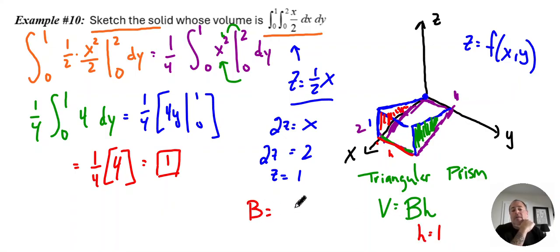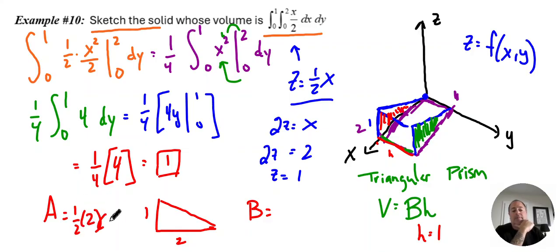Well, the area of the base is going to be the area of the triangle, right? So the height of our triangle is going to be 1. And then the length of our triangle is going to be 2. So the area of this triangle is going to be 1 half times the base times the height, which is also going to give us 1. So that means that the big B is also equal to 1. So volume is going to be 1 times 1, which is exactly what we got right here.